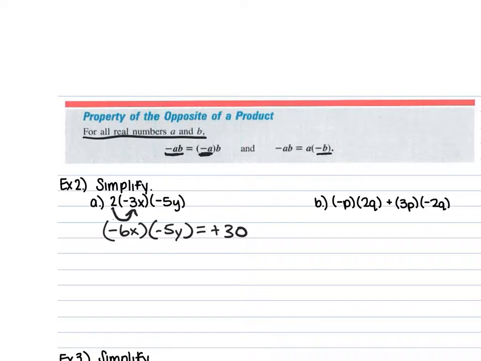Now we've got that x and the y. X is looking for other x's to multiply with. He doesn't have anybody. Y is looking for other y's to multiply with. He doesn't have anybody. So we've just got x and y there.